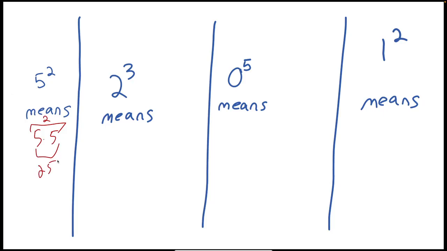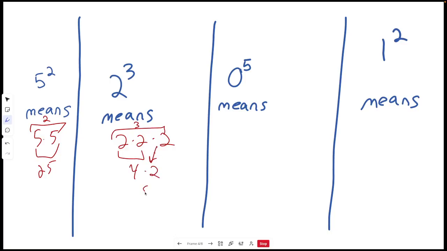2 to the 3rd power is 2 times 2 times 2. There are 3 of them. And then you just go from left to right. 2 times 2 is 4. Bring down your times 2. This is 8, final answer.